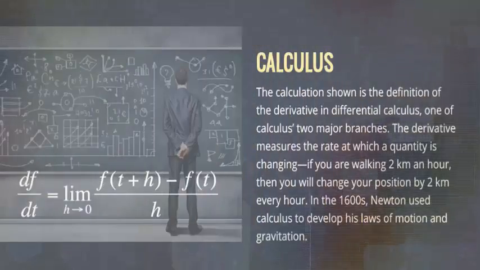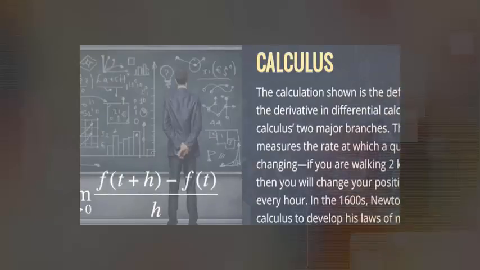Calculus. The calculation shown is the definition of the derivative in differential calculus, one of calculus' two major branches. The derivative measures the rate at which a quantity is changing. If you are walking 2 kilometers an hour, then you will change your position by 2 kilometers every hour. In the 1600s, Newton used calculus to develop his laws of motion and gravitation.